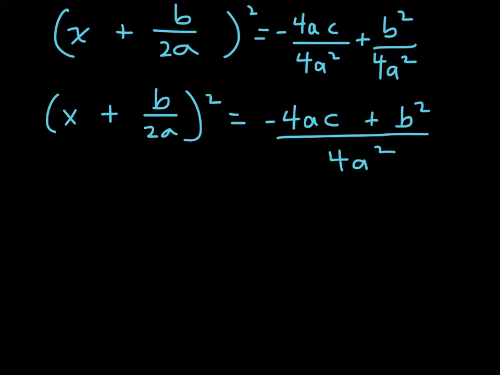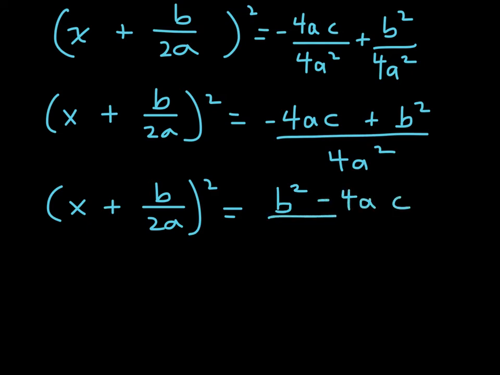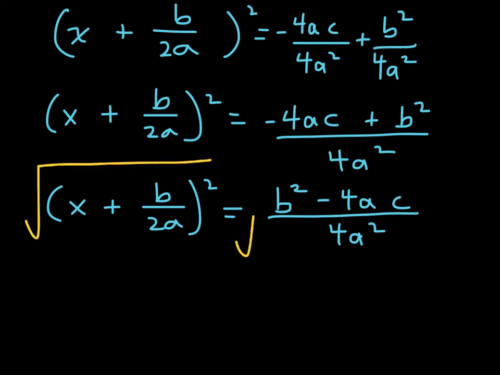Now, before I take the square root of both sides, I want you to remember that addition is commutative. The order in which you add does not matter. So what I'm going to do is switch the order of this addition. I'm going to write it as b squared minus 4ac over 4a squared. That was using the commutative property of addition. Okay, guys, we're ready to use the square root property.